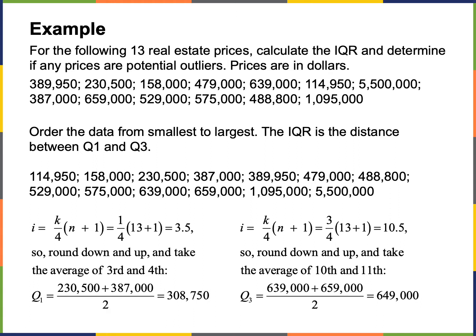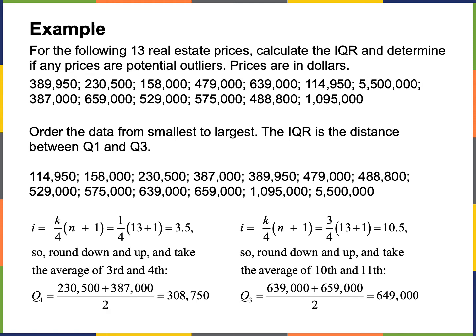Okay. So the third and fourth numbers are 1, 2, 3, 4. We take the average in between these two. We take the average of these two, and that's our Q1. So if you take the average of these two, you get 308,750. That's Q1. Now let's do a similar calculation to find Q3.